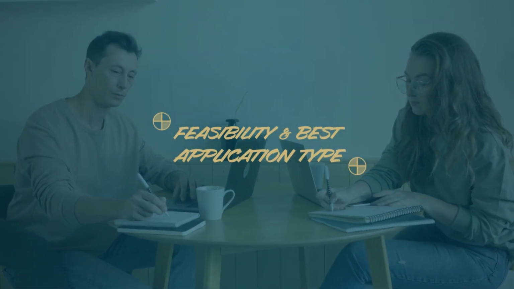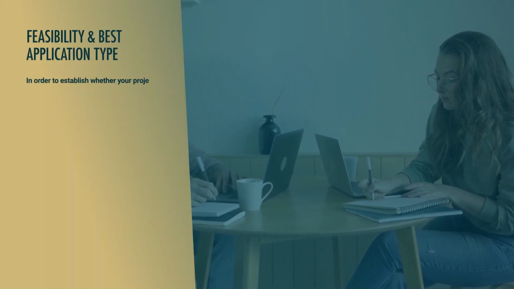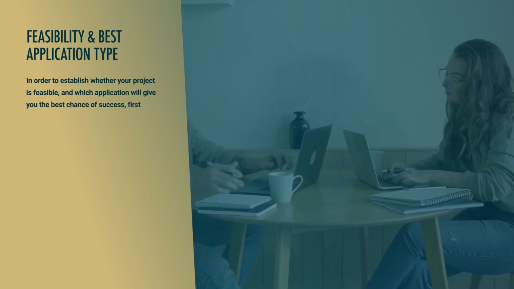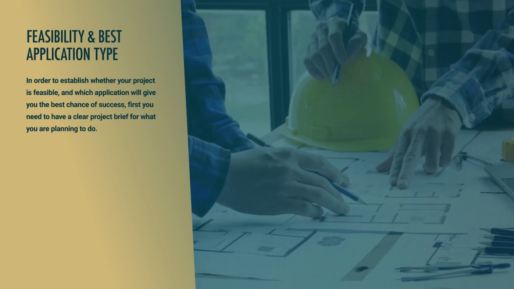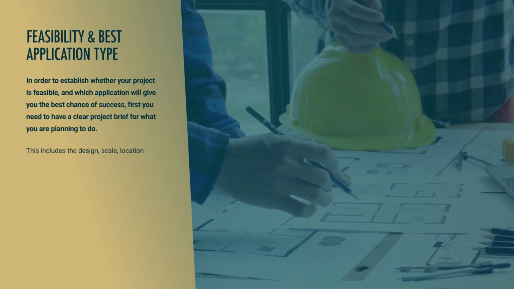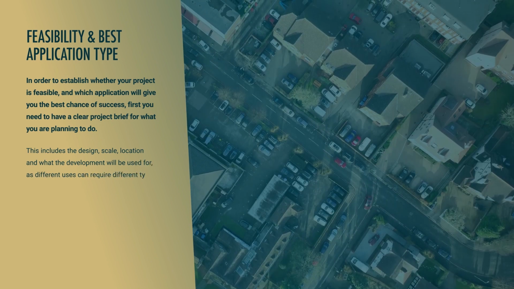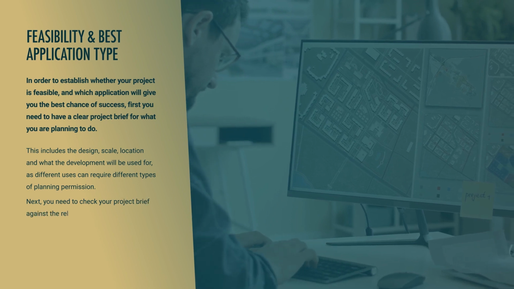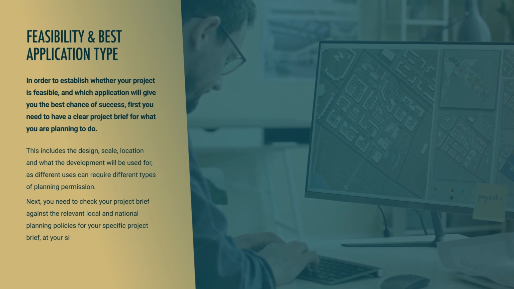Feasibility and best application type. In order to establish whether your project is feasible and which application will give you the best chance of success, first you need to have a clear project brief for what you are planning to do. This includes the design, scale, location, and what the development will be used for, as different uses can require different types of planning permission. Next, you need to check your project brief against the relevant local and national planning policies for your specific project brief at your site location.